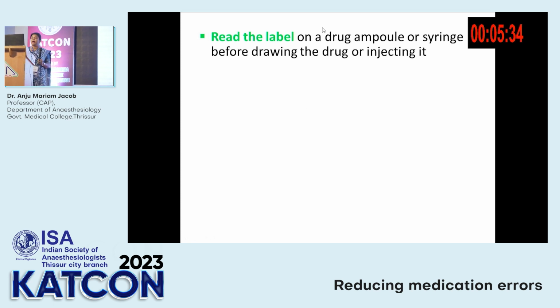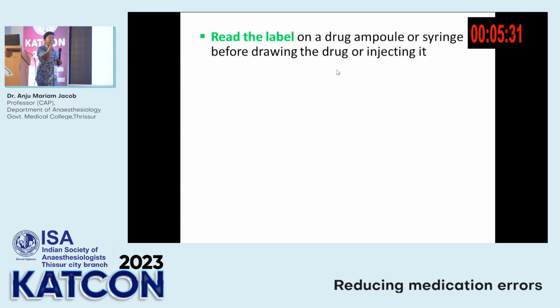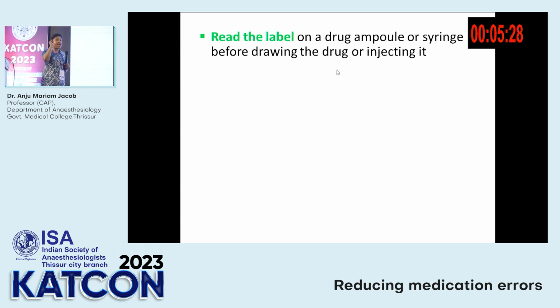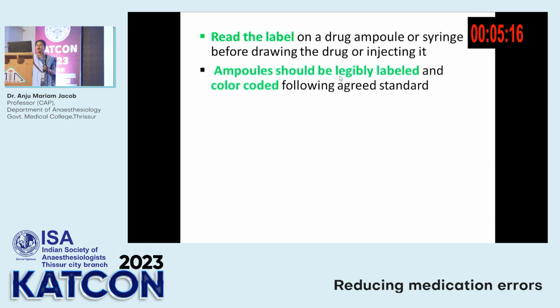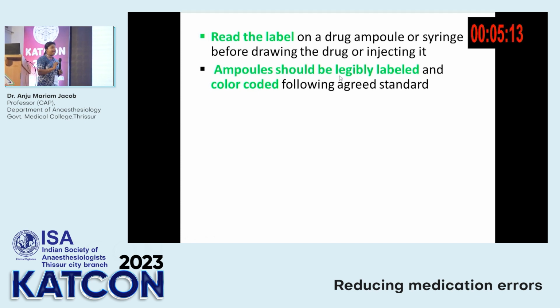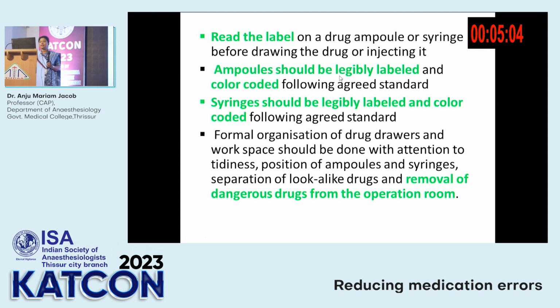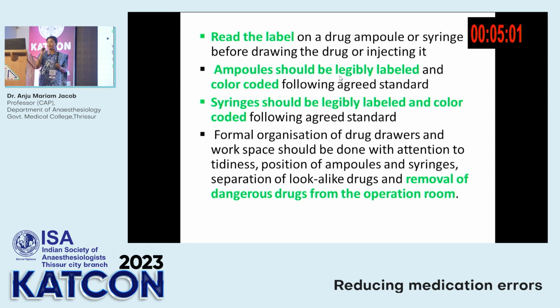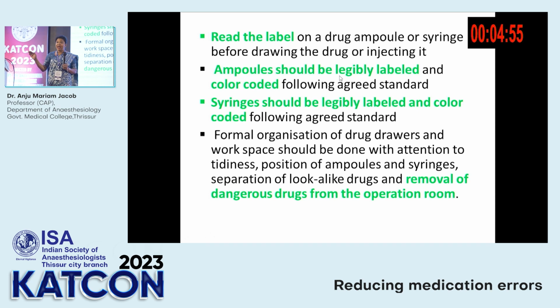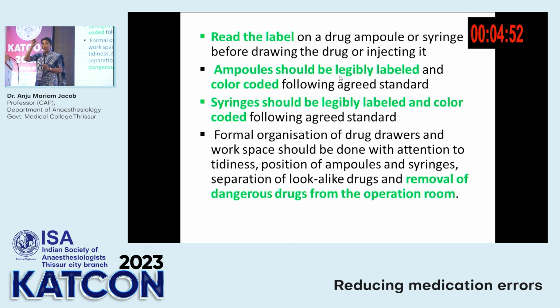And of course, there were 12 points that were given, but there are more points here. What is the next one? Whenever you take an ampule or a vial, make sure that you read the label, and only after reading and rereading and finding out when the expiry date is, only then you draw the drug. Ampules should be legibly labeled and color coded following agreed standards. Syringes also should be legibly labeled. Then of course, dangerous drugs should be removed from the operation room. And like I told you earlier, your workspace should be well organized, well arranged, and well marked also.